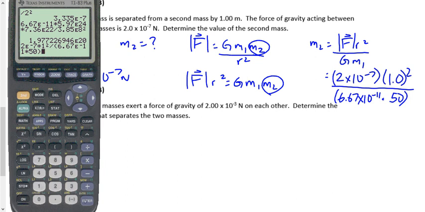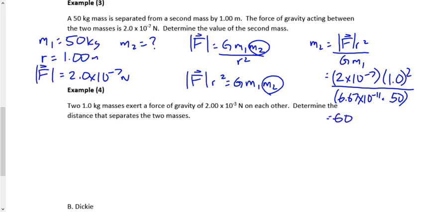When we do this, we get a value of 59.97 newtons rounded to 2 significant figures. That's going to give me 60 newtons. Second mass is 60 newtons. That seems reasonable given that we had a first mass of 50 kilograms. Sorry, that should be 60 kilograms rather than 60 newtons.